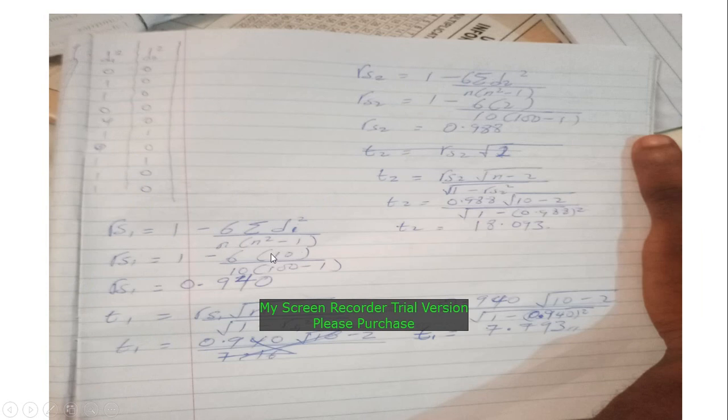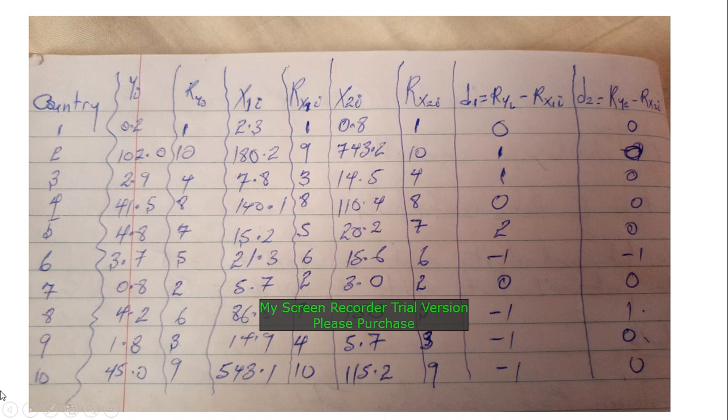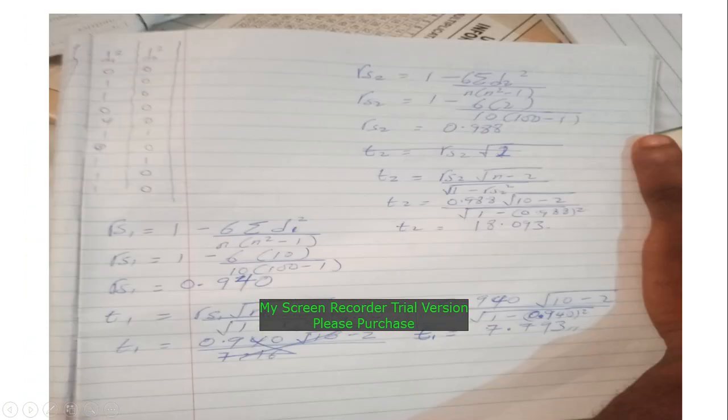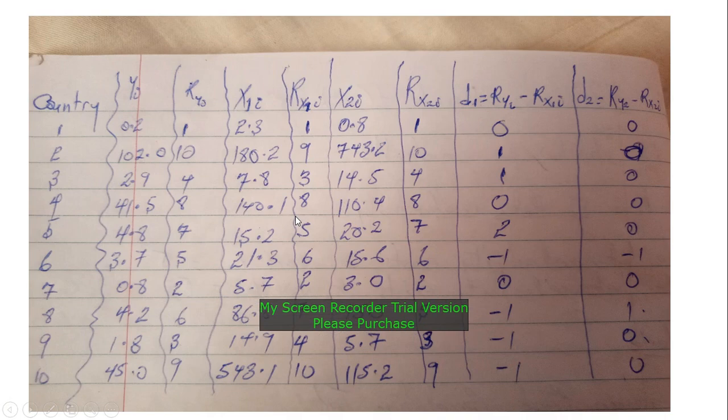So now our n here is 10. So as we can see, 1 2 3 4 5 6 7 8 9 10. So the sample size here is 10. Good. So now, my summation of D1 squared, so this is it.